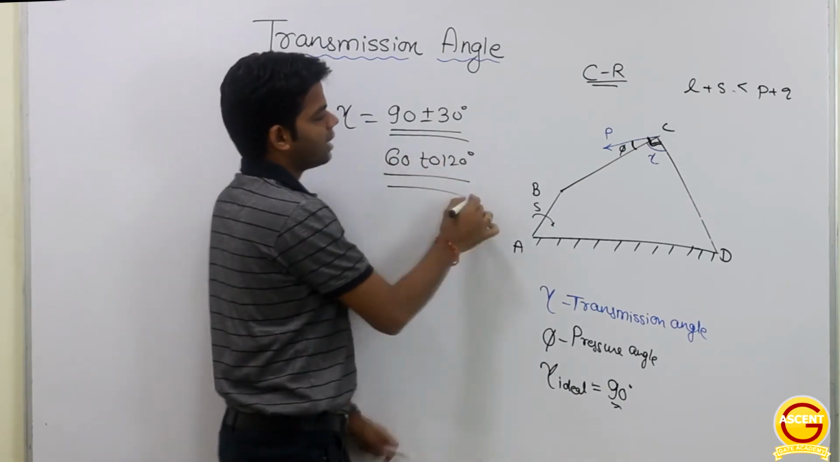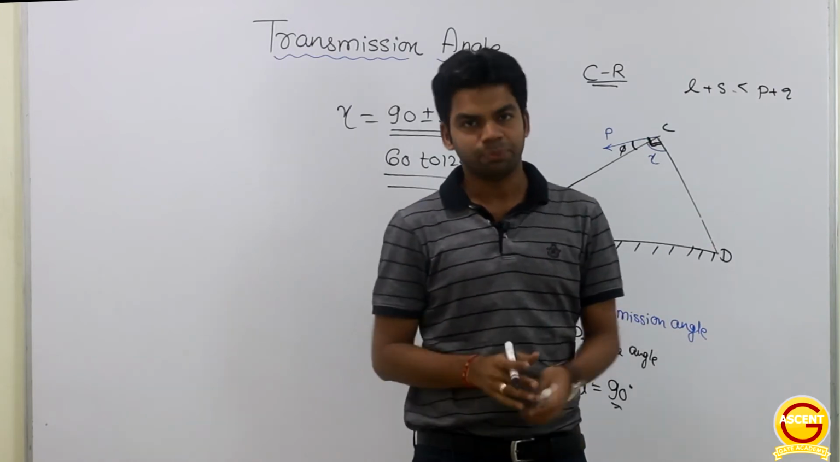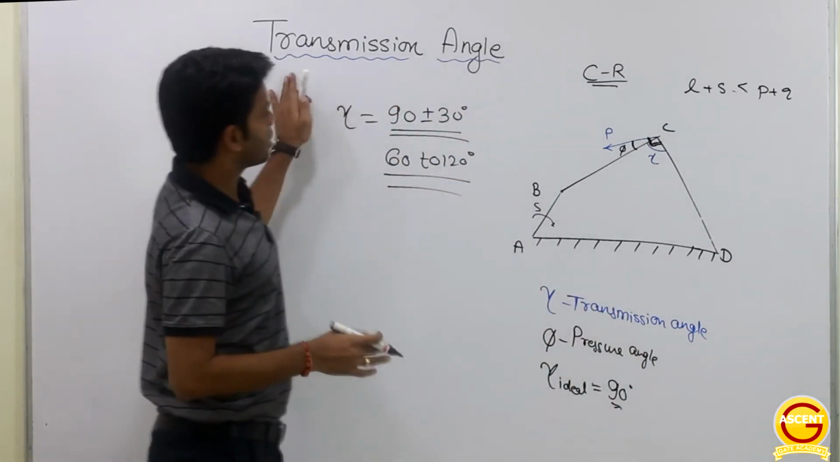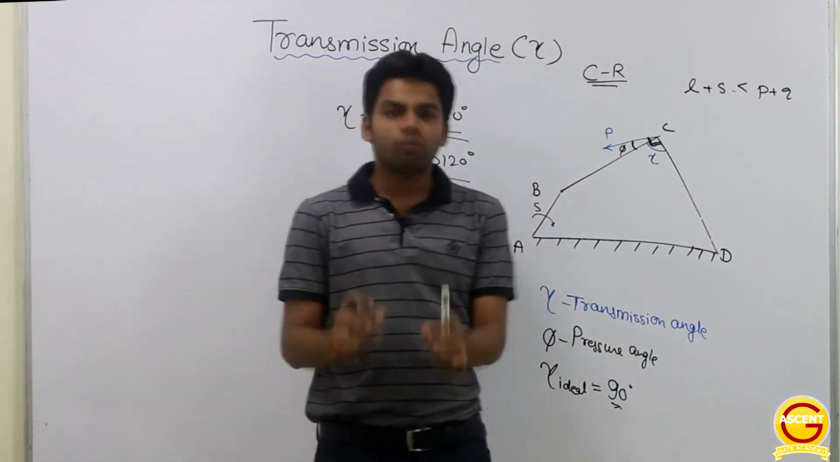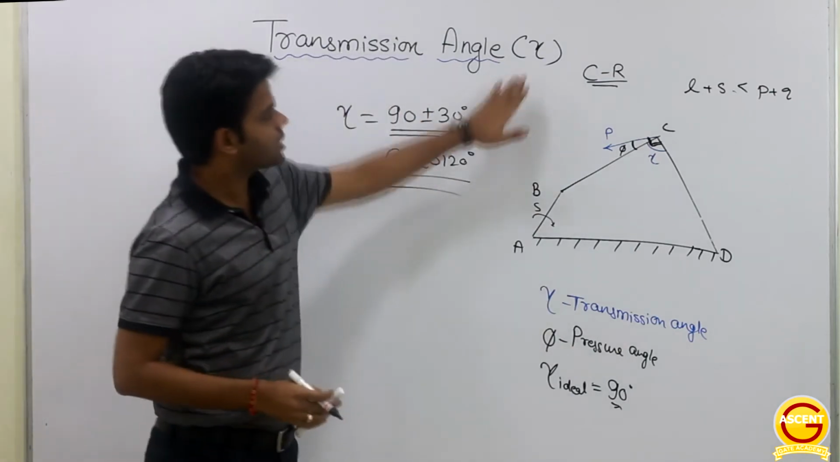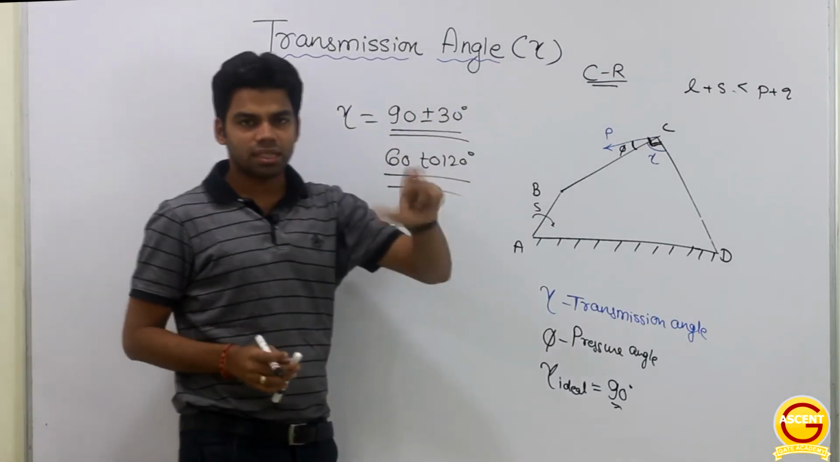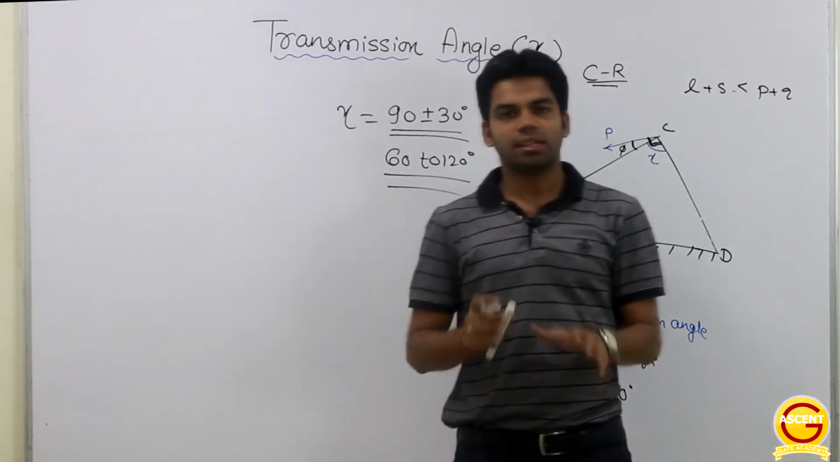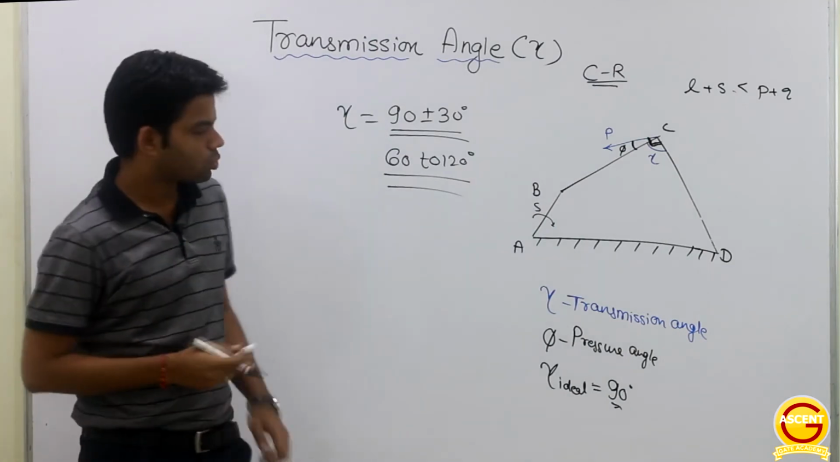So if this angle is lying between 60 to 120 degrees, then you can consider it as an ideal mechanism. And this transmission angle gamma decides the quality of the mechanism. Okay, what quality? This gamma decides what quality of mechanism it is. If this gamma is lying between 90 plus minus 30, then you can call it a good, effective mechanism. Otherwise it is not so effective a mechanism.